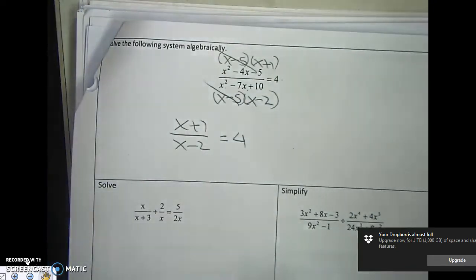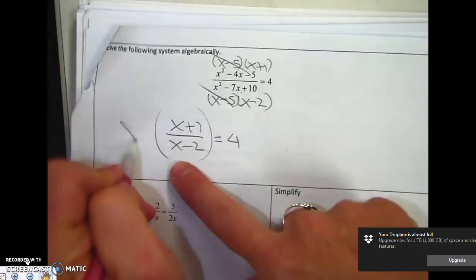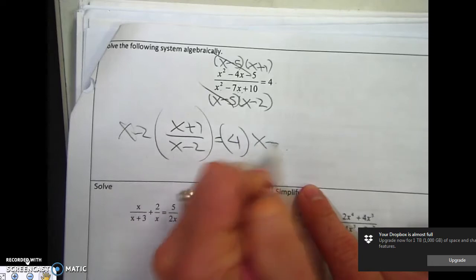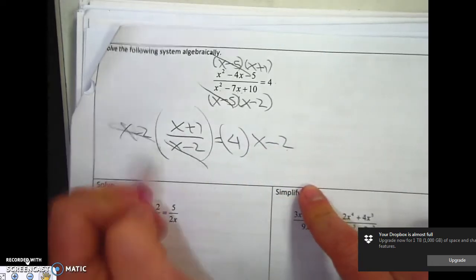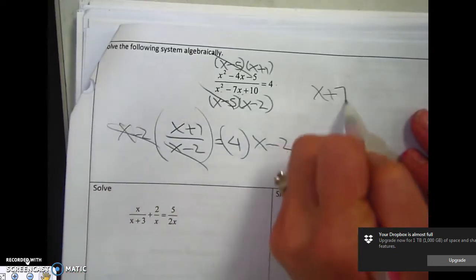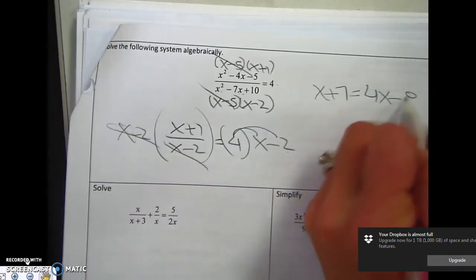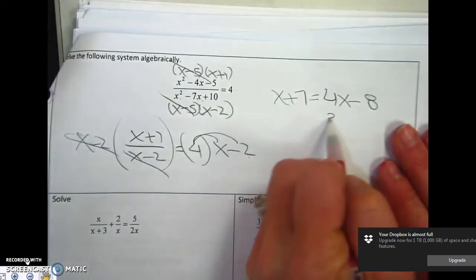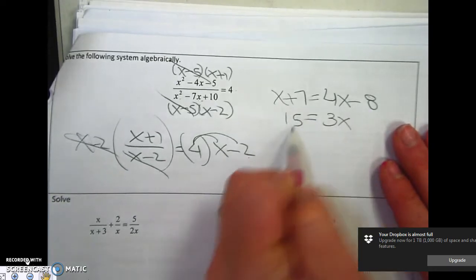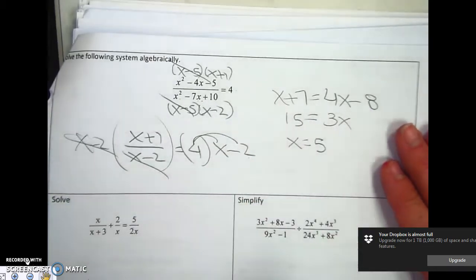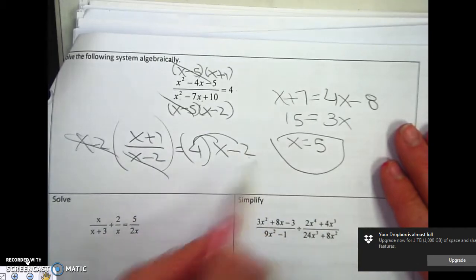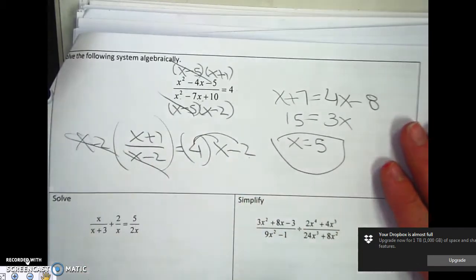Well, what makes this problem annoying? The x minus 2. So multiply by x minus 2. That's gone. I'm left with x plus 7 equals distribute, distribute. Small x to big X, add 8 to both sides, x equals 5. And if I have a lot of time, I can check it, plug it in, and make sure I'm good to go.